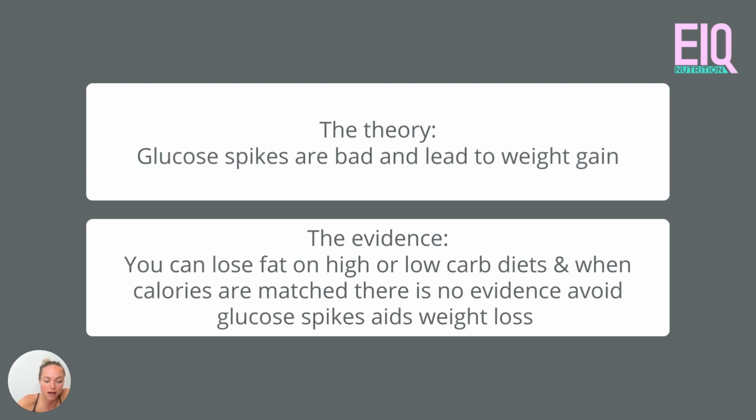It shows that you can lose fat on a high carb diet and on a low carb diet. So when calories are matched, there is no evidence to support that glucose spikes or avoiding glucose spikes would aid or impact weight loss. So people lose weight on diets like the Joey diet because they are in a calorie deficit, not because they're monitoring their glucose levels and adapting their diet to suit.